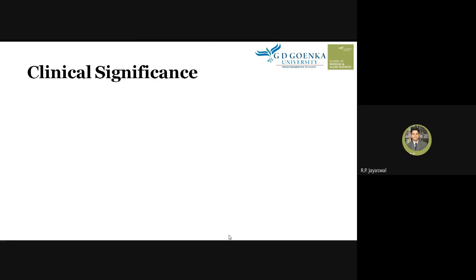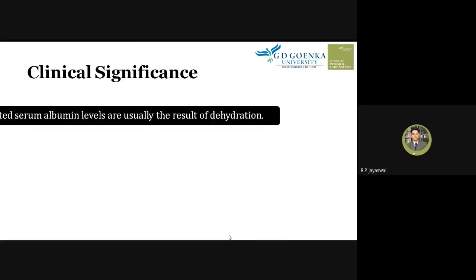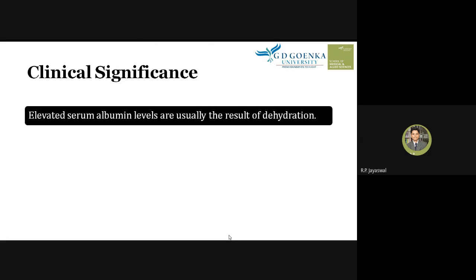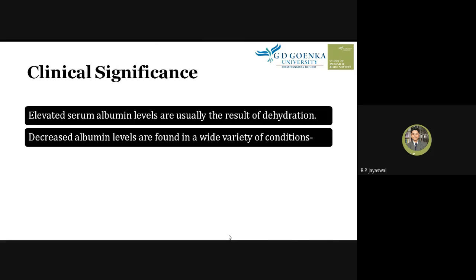Let's know about some clinical significance of albumin. This albumin test is clinically significant. Elevated serum albumin levels are usually the result of dehydration. This is the common condition where a high level of albumin may occur in the serum. Let's say the patient has not taken water through the entire day, and the level of albumin may become higher. So the reason is dehydration.